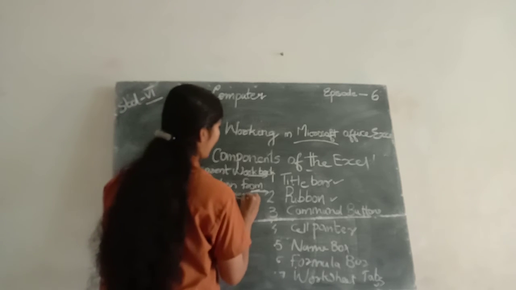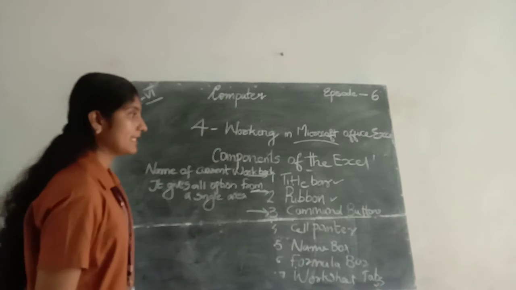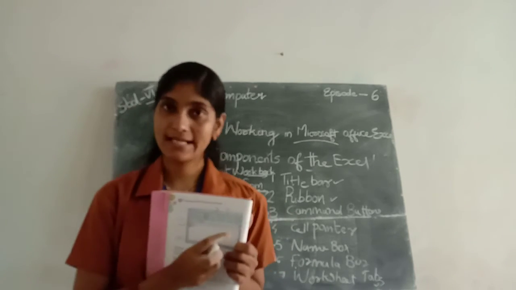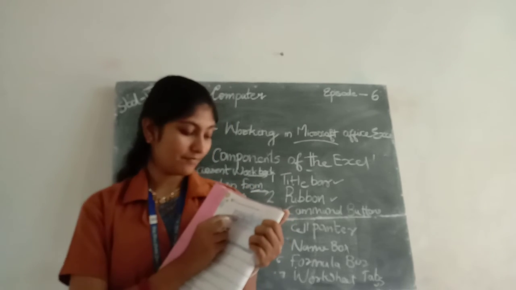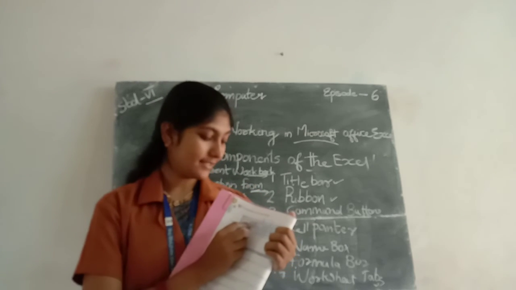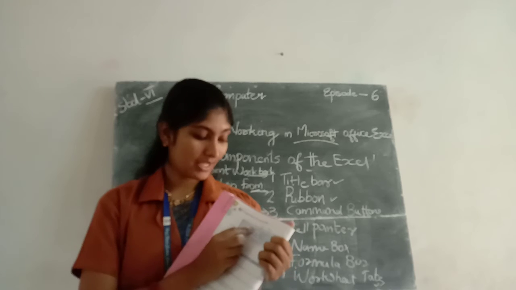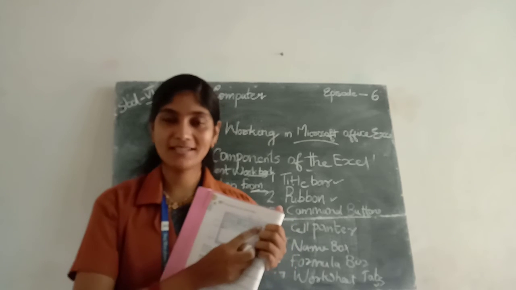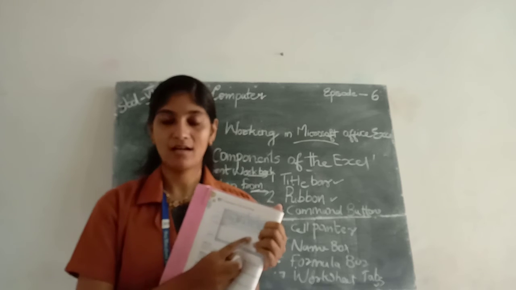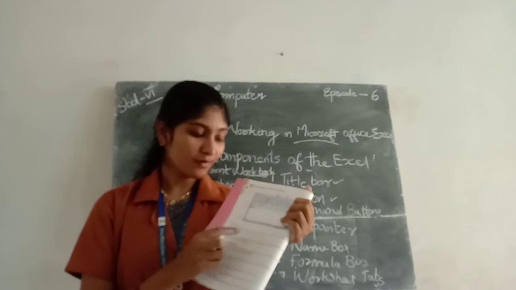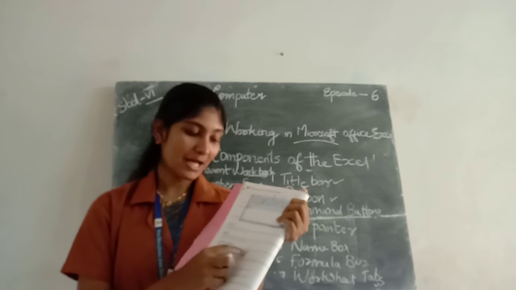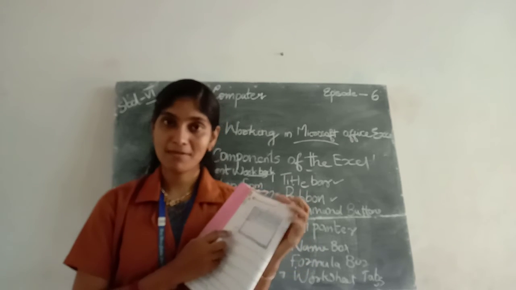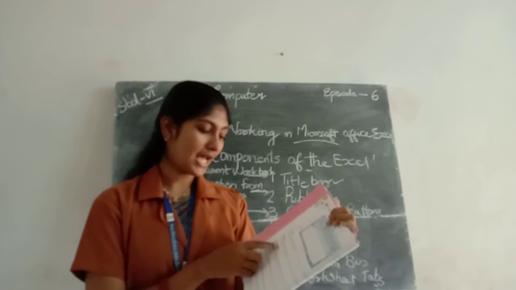Okay. And the third component is command button. Command button means when you click some tab. Here we know home tab, insert tab, page layout tab, formula, data, review, view. There are many tabs in this ribbon area. So when you click any one of those tabs, the command buttons related to that tab appear.